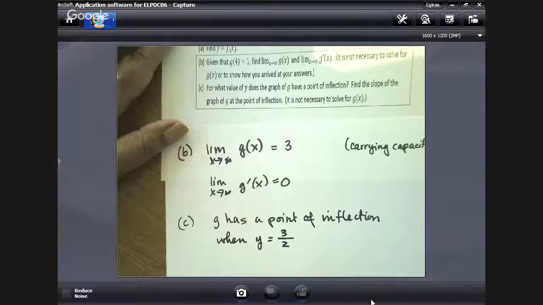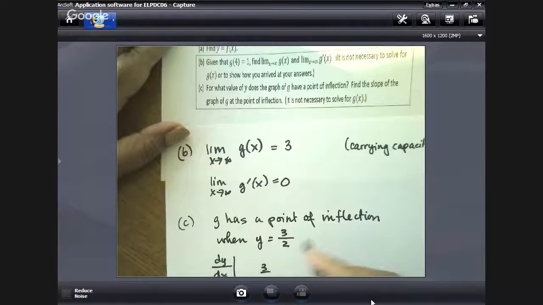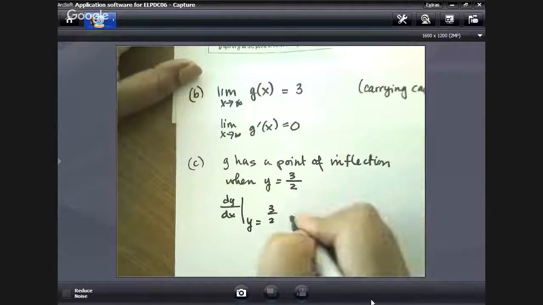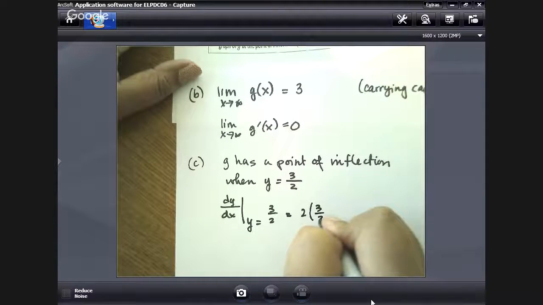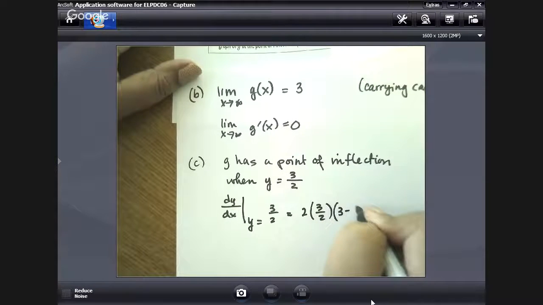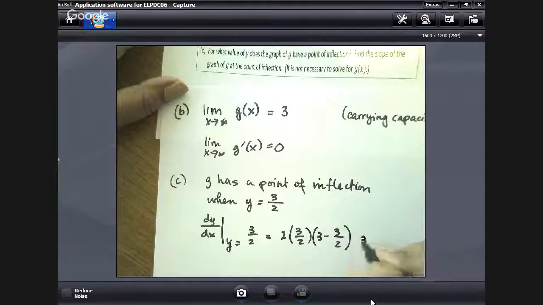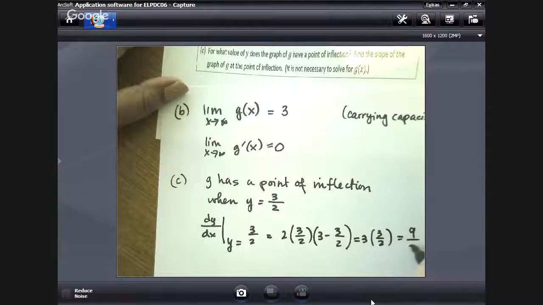Find the slope of the graph of g at the point of inflection. Well, the slope of the graph is dy dx. So we want to find dy dx when y is equal to 3/2. Oh, I wrote that mighty big. That should be down there somewhere. Oh, and you can't see that, can you? There you go. And that's going to be 2 times 3/2 times 3 minus 3/2. So that's 3 times 3/2 or 9/2.